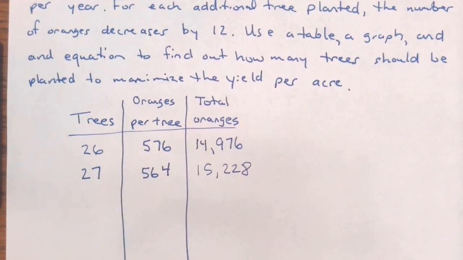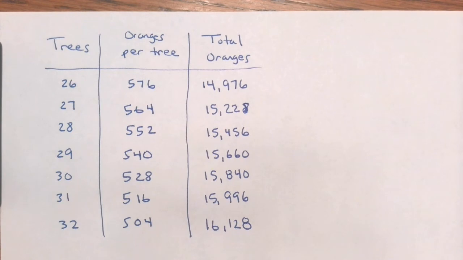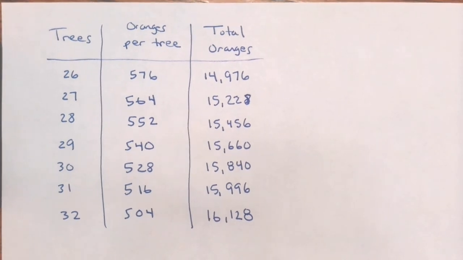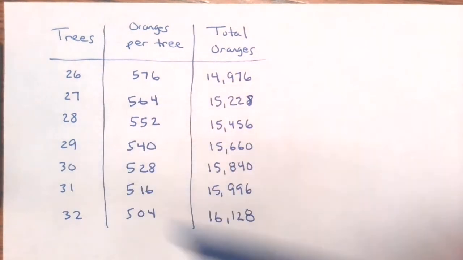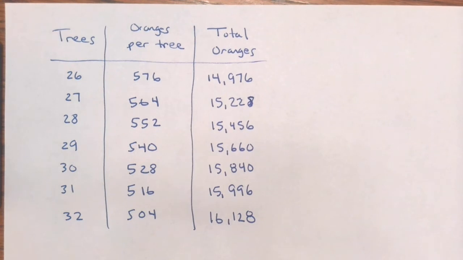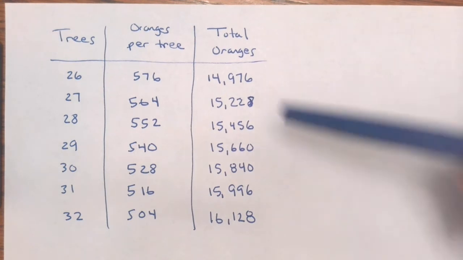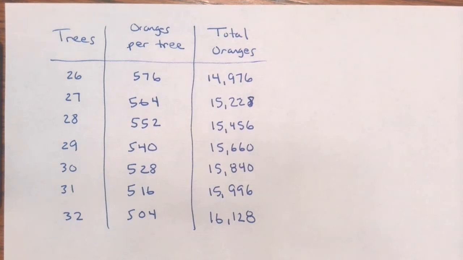We would want to continue that table down for a ways so that we have enough points for us to be able to determine what type of equation to use. So I've done that already to save a little bit of time here in the video for you. So there is the first 7, going from 26 trees per acre up to 32 trees per acre. And you can see that our total oranges is changing each time. And we still haven't figured out the maximum yet. But this may not figure out the maximum for us very efficiently. What we'd like to do is have an equation that would allow us to do that.